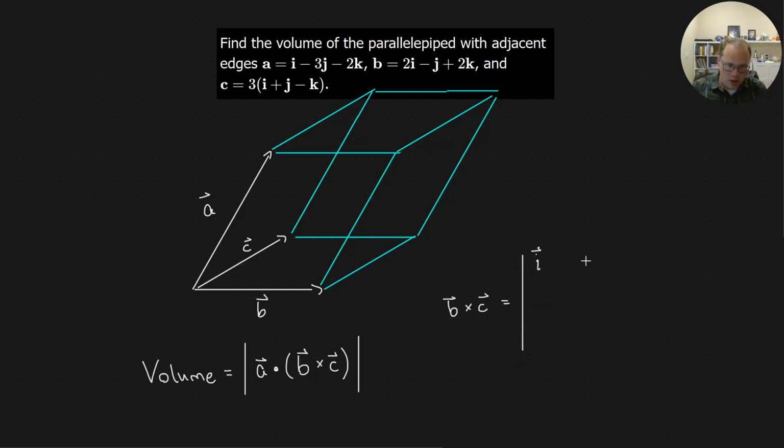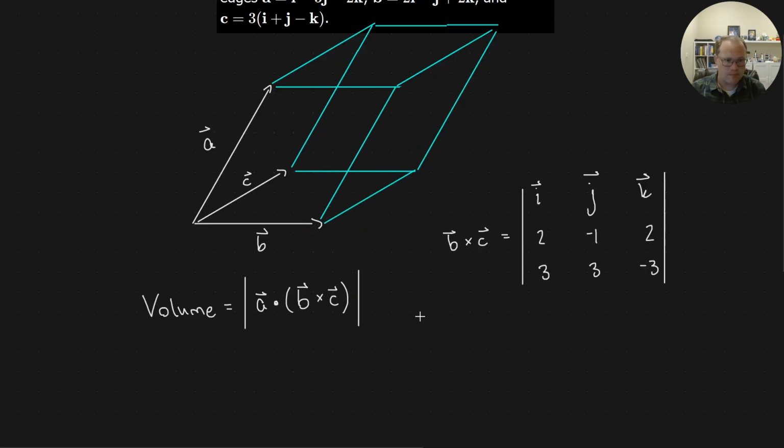Okay, so quick cross product, i, j, k, components of vector B, 2, -1, 2, and the components of vector C. If you were to distribute that 3, we'd get 3i plus 3j minus 3k, so we'd get 3, 3, -3. So take that cross product. For the first component with the i, I'd get 3 minus 6, so -3. So -3i, so that's our first component.